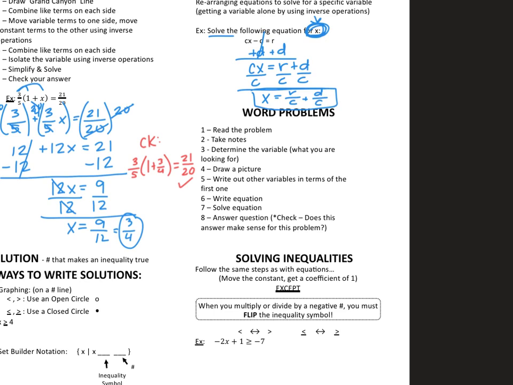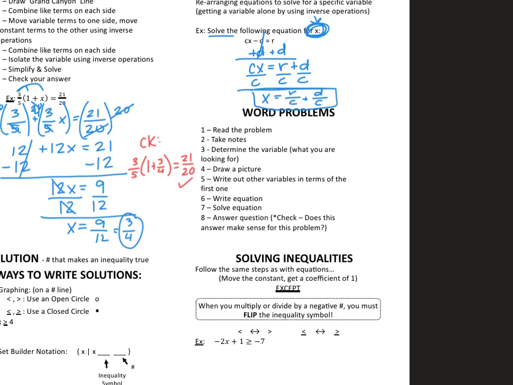If a picture is applicable, draw that. If it's talking about length and width, or a square, or a rectangle, anything like that, make sure you draw a picture. That'll help. You're going to write out your other variables in terms of the first one. And then you're going to write an equation and solve your equation. And then always make sure you actually answer the question. And depending on what the problem is, you want to make sure the actual answer makes sense for the problem. If it's talking about a number of people, make sure you don't have a negative number or anything along those lines.